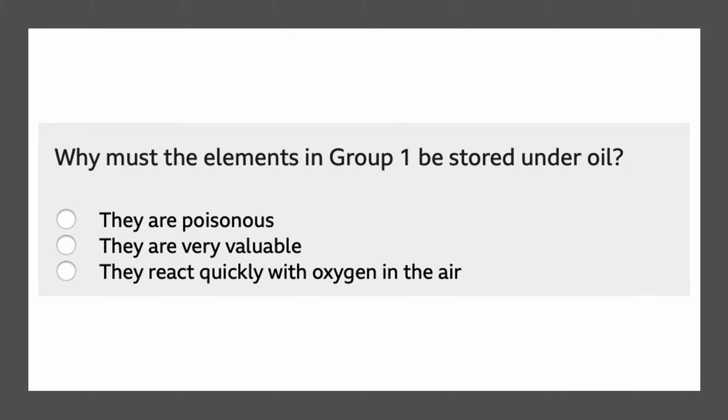Next question, why must the elements in group 1 be stored under oil? The correct answer to this is C. They react quickly with oxygen in the air, because the group 1 elements form ionic bonds with other non-metals in the periodic table. So oxygen is a non-metal, so it can form a chemical reaction with oxygen, and these are not exceptions. They are poisonous and very valuable, and that should give you 1 mark.